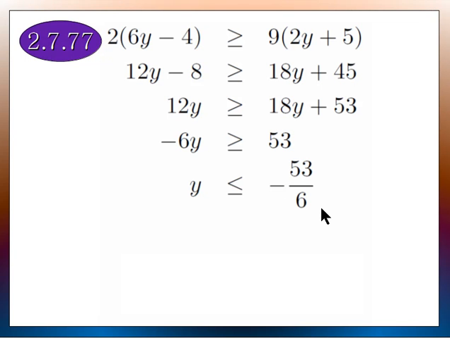And to put that into the set notation like my math lab wants you to, you would just have these curly brackets, which are read as "the set." So this is the set of y. This vertical line is "such that." So we have the set of y such that y is less than or equal to negative 53/6. Okay, and that would be the answer to this problem.